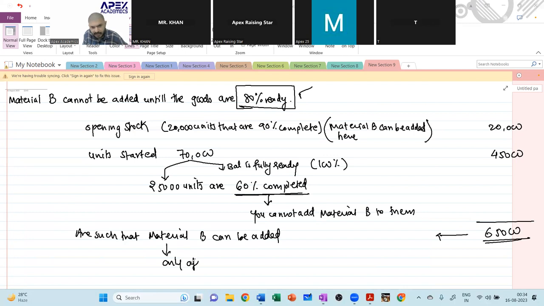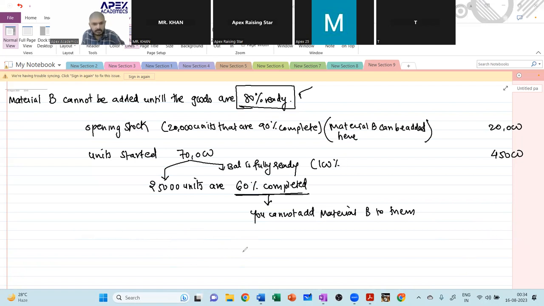Only after material B is added, they are considered as getting ready for completion. But you don't need to say that. Are such that material B can be added. You cannot add material B to them.